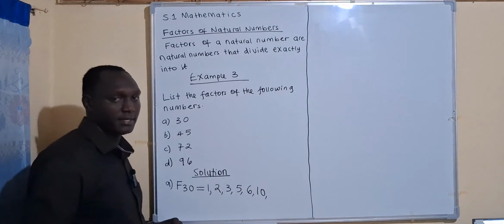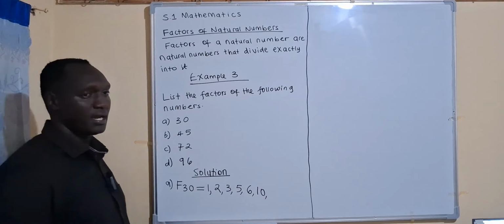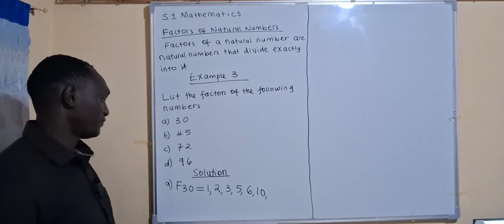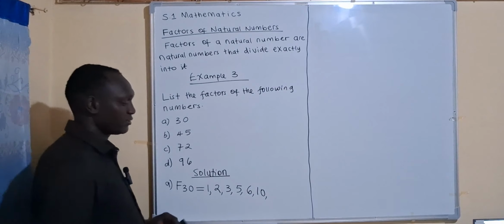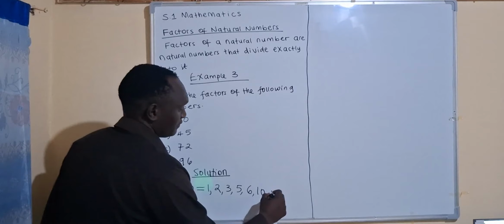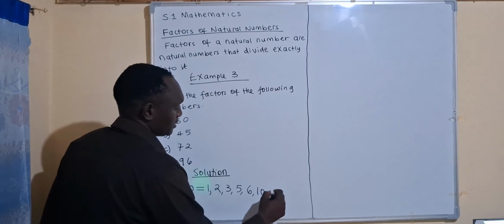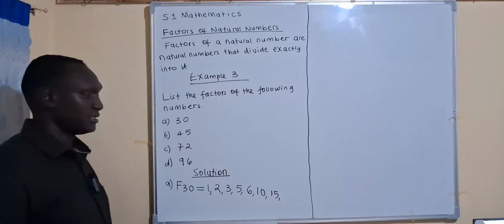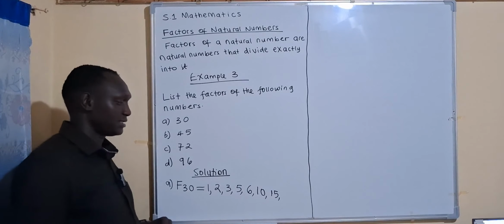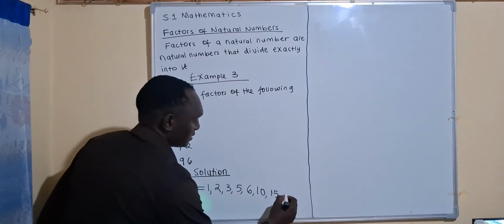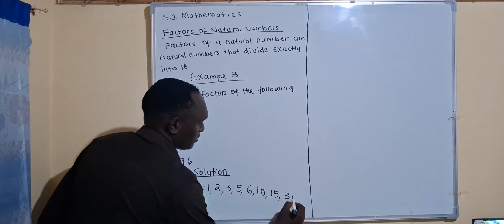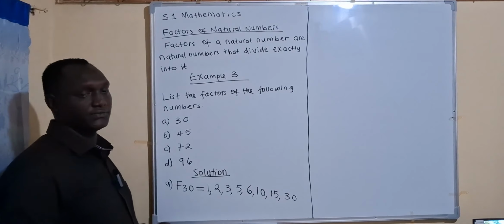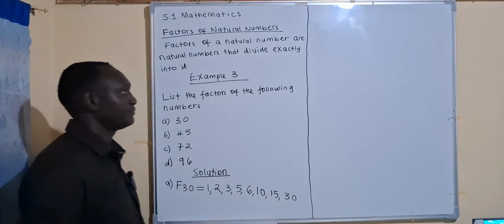11 there is a remainder. 12 there is a remainder. 13, 14 have remainders. What about 15? 30 divided by 15 we get 2 and the remainder is 0. Therefore 15 is a factor. 16 there is a remainder. 17, 18 and onwards until we reach 30. The number is a factor itself. Therefore, these are the factors of 30.